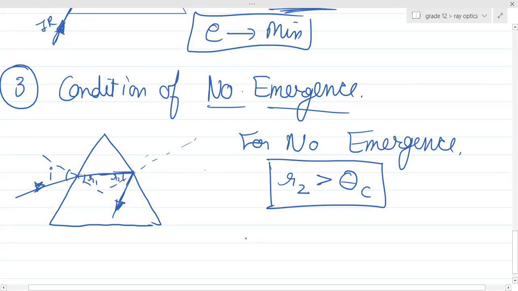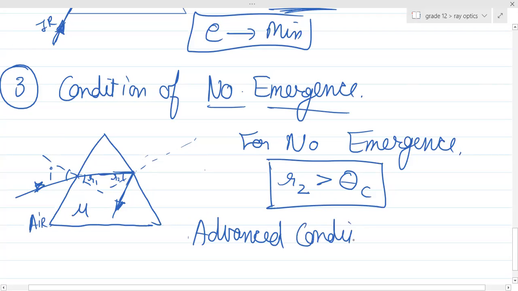This is a little advanced stuff, so let me also tell the advanced conditions: with this condition applied to all those equations, we are directly writing the result. Suppose the refractive index of this is mu and this is placed in air, right? So for the advanced conditions, I can write down this particular thing.